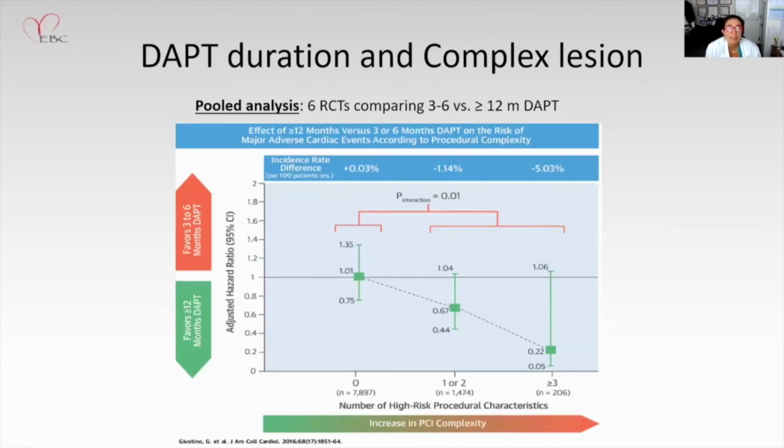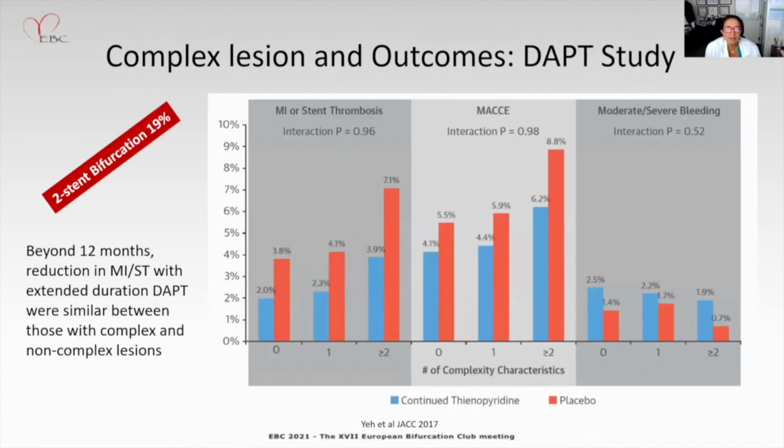And in the pooled analysis that Gennaro Giustino did with 6 randomized trials, 3 to 6 versus 12 months, you see that lesion complexity is what really drove the benefit for prolonging DAPT. And in fact, you could see that beyond 12 months, reduction of MI and stent thrombosis with extended duration of DAPT was similar between those in complex and non-complex.